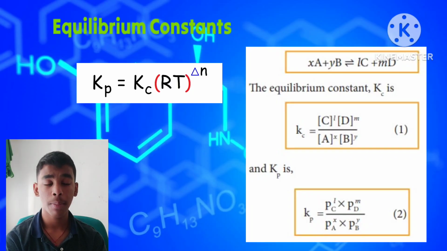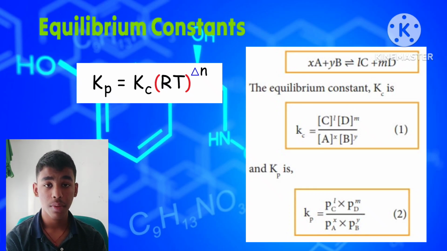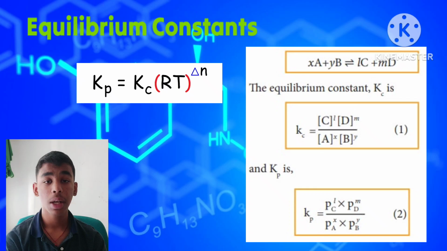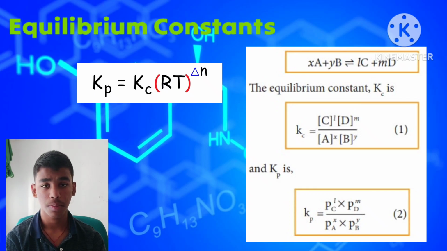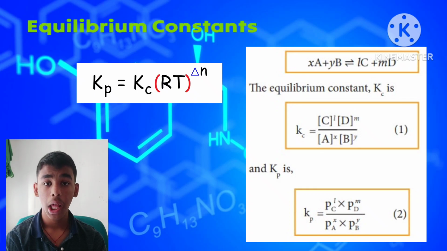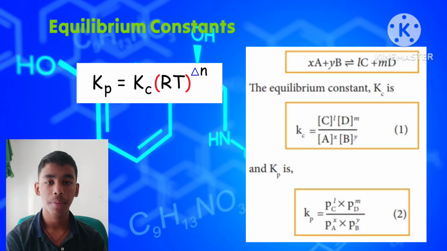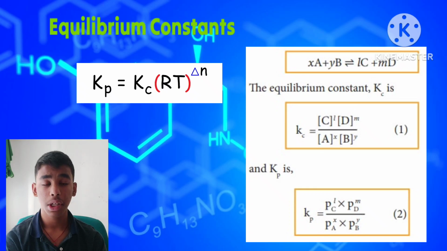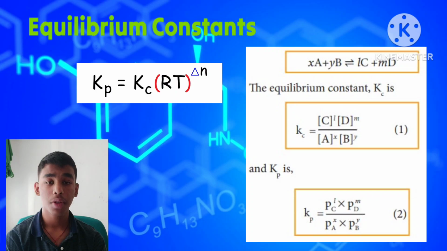Now let's talk about another topic, which is the equilibrium constants. There are two equilibrium constants, which are Kc and Kp. Kc is the equilibrium constant with respect to concentration, and Kp is the equilibrium constant with respect to pressure. Now, Kc can be defined as the concentrations of the products to the power of the stoichiometric coefficients divided by the concentrations of the reactants to the power of the stoichiometric coefficients. Kp is nothing but the partial pressures of the products to the power of the stoichiometric coefficients divided by the partial pressures of the reactants to the power of the stoichiometric coefficients.